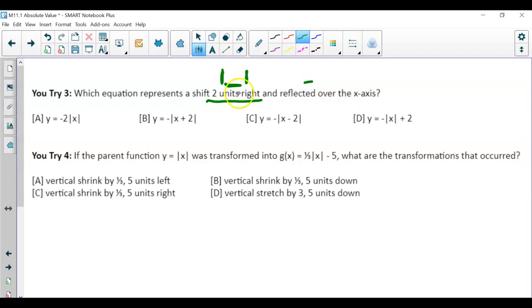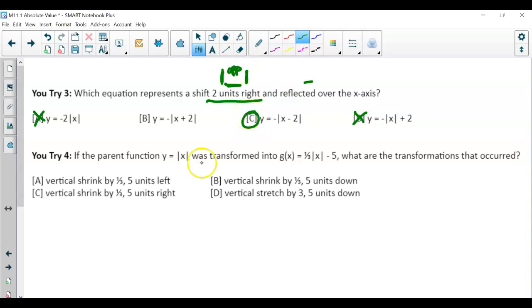So because it's 2 units to the right, well, this is a vertical stretch, and this is 2 units up. So if I'm going 2 to the right, remember, this is the opposite, right? Because when it's on the inside. So that's why here you should have gotten C.